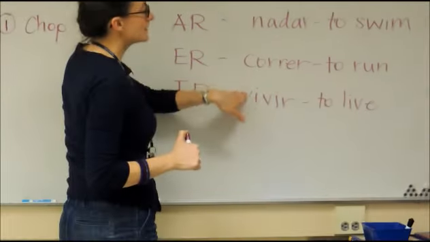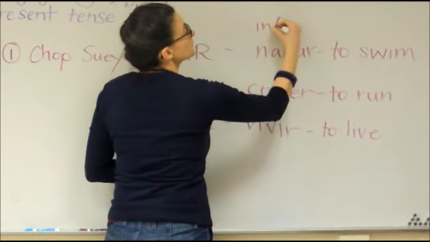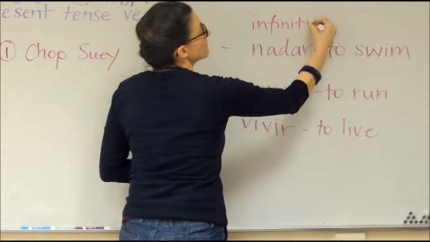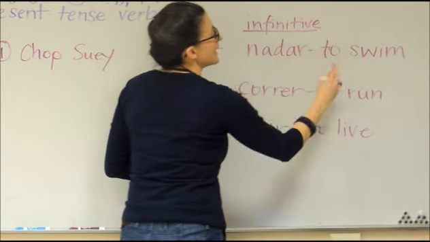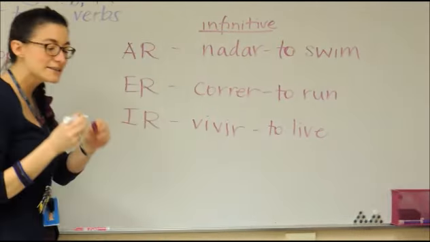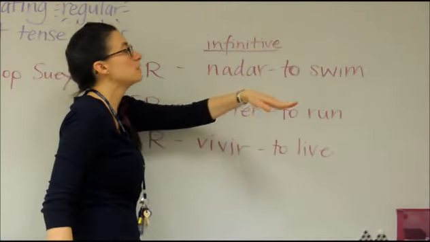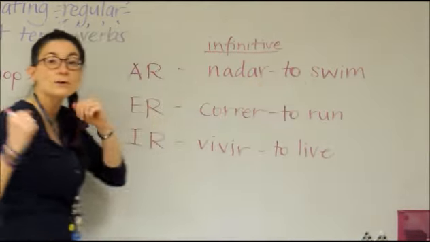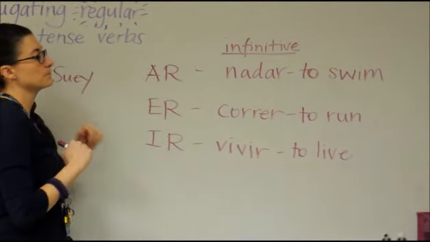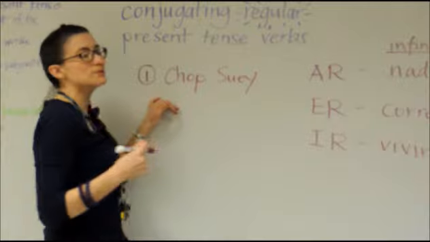So nadar, correr, vivir. These are all infinitives. It's the most basic form of a verb. In English, they all begin with "to." So whenever I ask you what an infinitive would mean, always begin with the word to, because that's what the infinitive is. It's to swim, to run, to live. Okay? So now let's do chop suey.